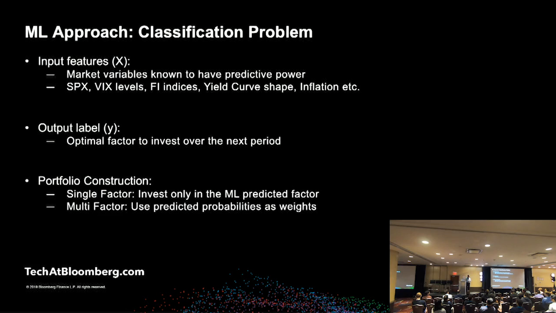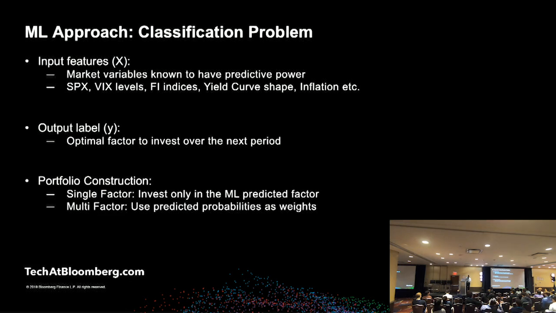We can choose them all as features for our model, and the output label is the optimal factor to invest in over the next period. And optimal can have various definitions. For example, we can look at the factor which had the best return over the next period, or we can also take into account the risk by dividing it by the historical volatility to get risk adjusted returns. And now it's very easy to build these labels, because historically we know what factors performed well over the next period. So we can easily construct this label data set, and we'll train a classifier on these models.